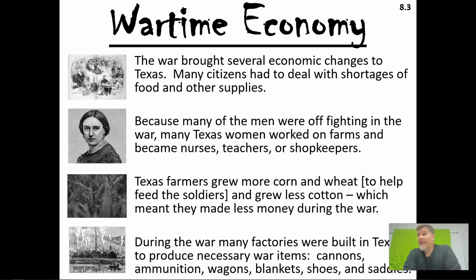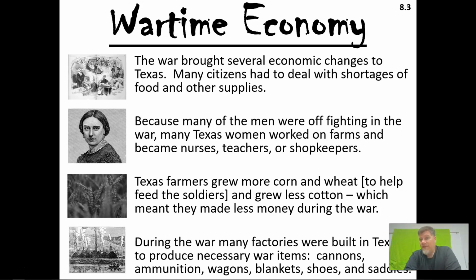But they could at least sell the corn and wheat to the army. The cotton they couldn't sell. They had a hard time getting it out of the South to sell to anybody in Europe. And so cotton just sat in ports for years in many cases.